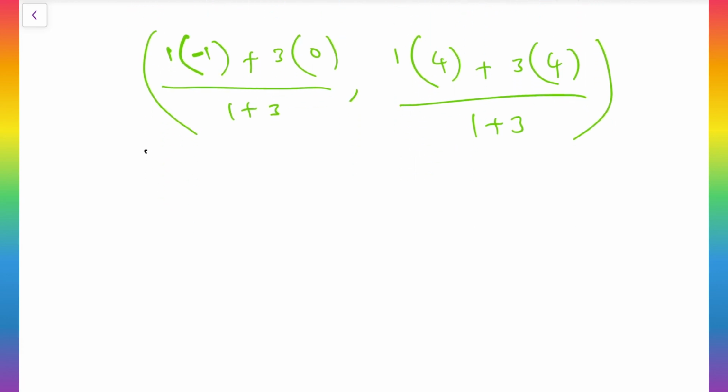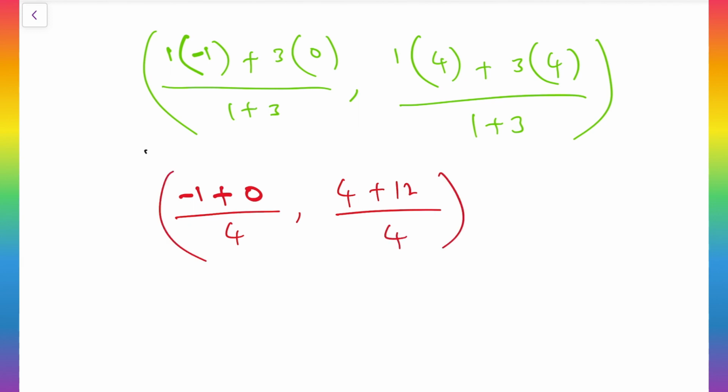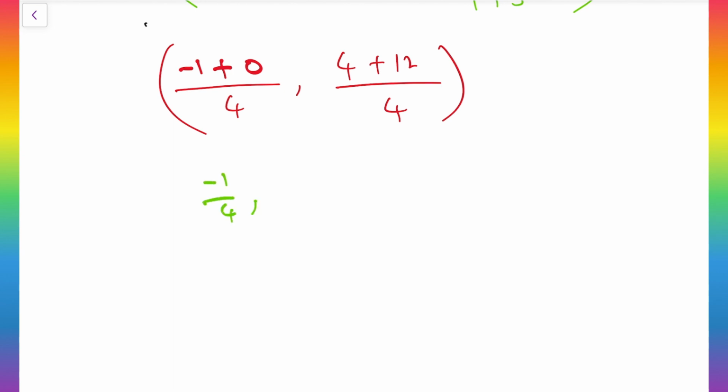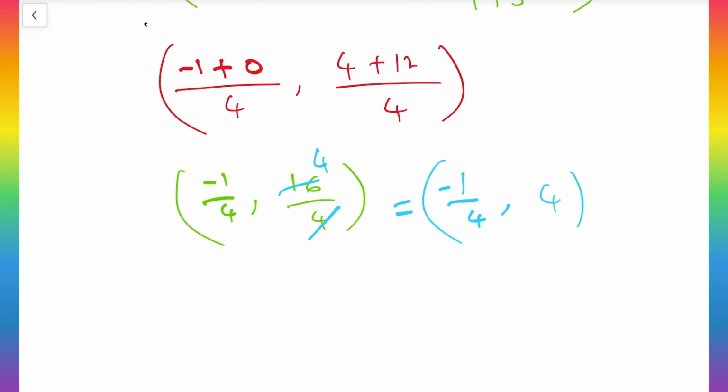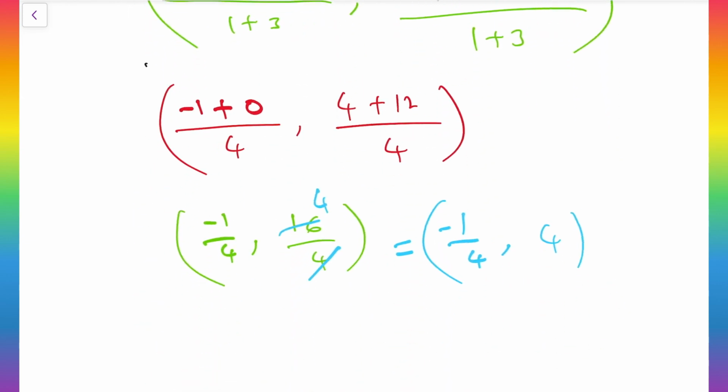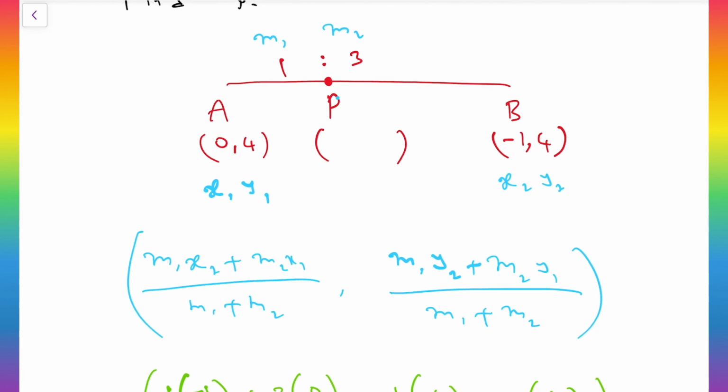So now if we simplify this further, 1 into minus 1 plus 3 into 0, 0 by 1 plus 3, 4, comma 1 4s are 4 plus 3 4s are 12, divided by 1 plus 3, 4. So if we simplify this further still, minus 1 plus 0, minus 1 divided by 4, comma 4 plus 12, 16 divided by 4. If any simplification is possible, we need to do that one. Minus 1 by 4 as it is, comma 4 1s are 4, 4 4s are 4. So the point P is there right in the middle. This point P coordinates are minus 1 by 4 comma 4.